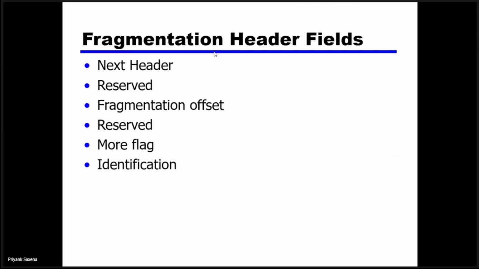So these are the fragmentation header fields. Next header, reserved, fragmentation offset, which is the position of the fragment in the original datagram. Reserved, more flag, indicating more fragments are there. Identification, which is the data unit identifier, or you can say the identification field says about the data length and other things, right?